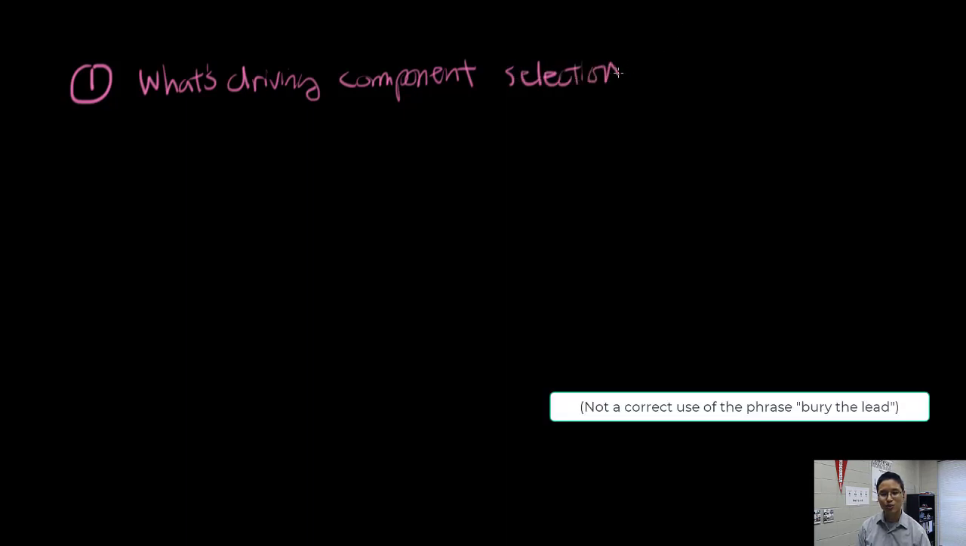For this video, there are two key points that I want you to take away once you're done watching this. The first key takeaway is to know what's driving component selection. I'll bury the lead here, but I want you to walk away knowing that your choice of components isn't based on, say, something you're familiar with or used in a previous class. The main thing that should be driving your choice of components is the requirements that flowed down.